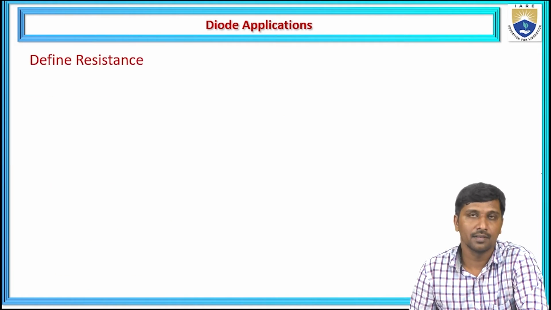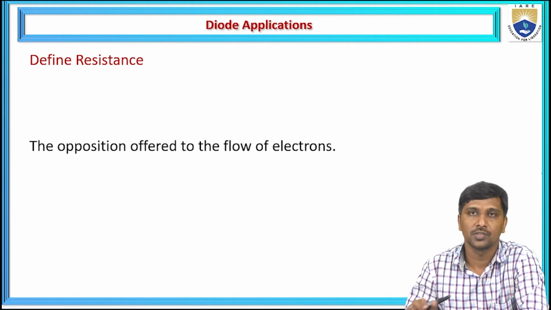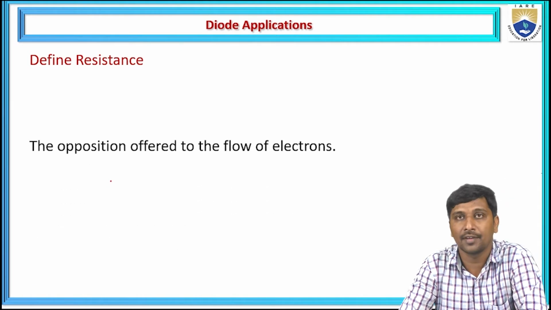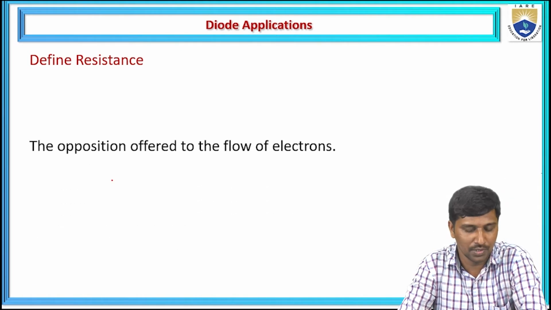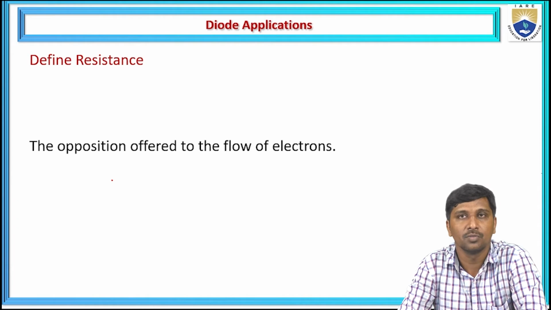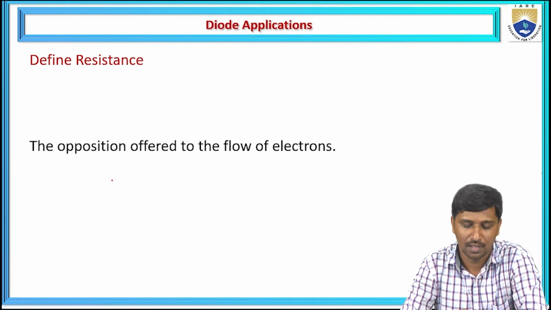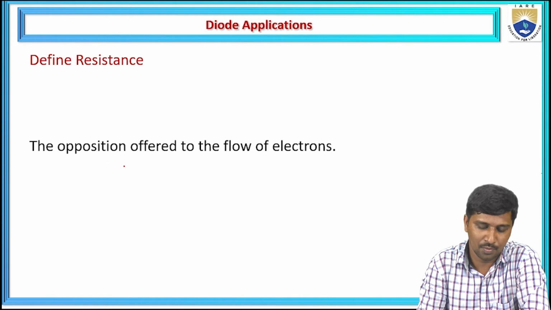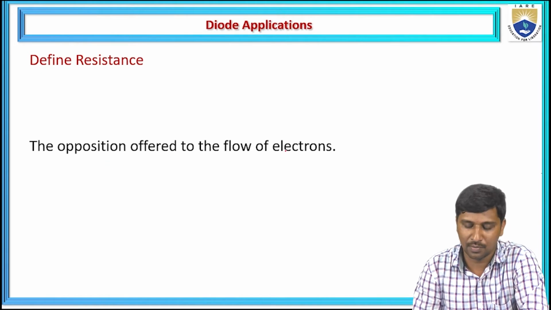Now, another parameter is resistance. Generally, in any electronic circuit, we are going to use resistance. In most cases, this resistance is used to oppose the flow of charge or to limit the flow of charge. That is the reason: the opposition offered to the flow of electrons. That means the electrons are generally the charge.